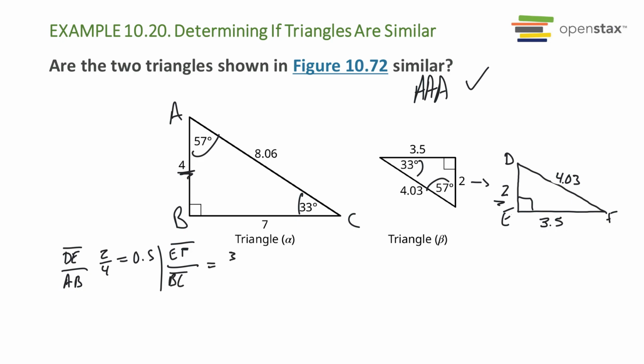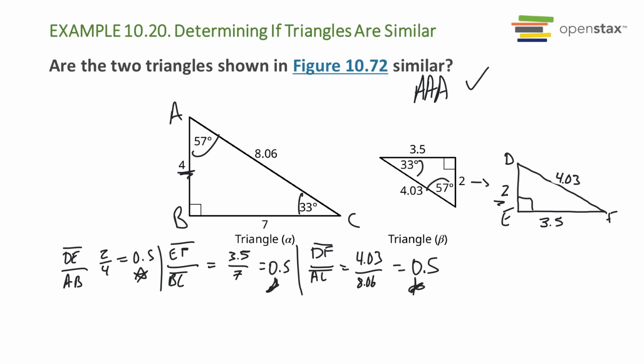So EF is 3.5 divided by 7. What's 3.5 divided by 7? That is 0.5. So you see they have the same scale factor. Now let's do the hypotenuse. That would be DF divided by AC. DF is 4.03 and AC is 8.06. So 4.03 divided by 8.06 is again 1/2. So they all have the same scale factor.